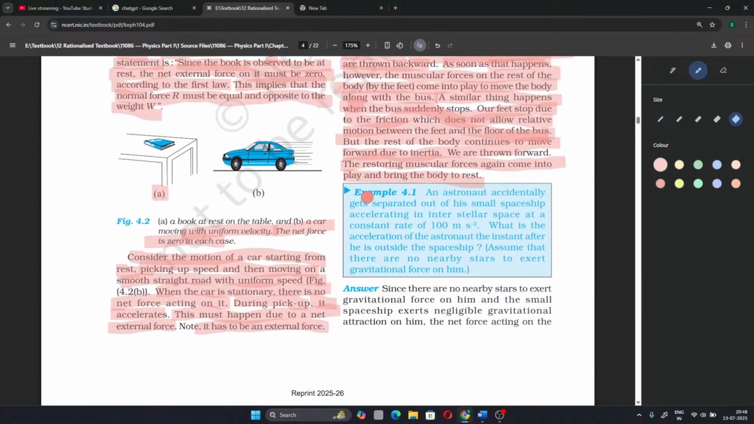Okay, let's see the example here. An astronaut accidentally gets separated out of his small spaceship, accelerating in interstellar space at a constant rate of 100 meters per second squared. What is the acceleration of the astronaut the instant after he is outside the spaceship? Assume that there are no nearby stars to exert gravitational force on him. When he comes out, the instant, it should be zero, right? I think so.